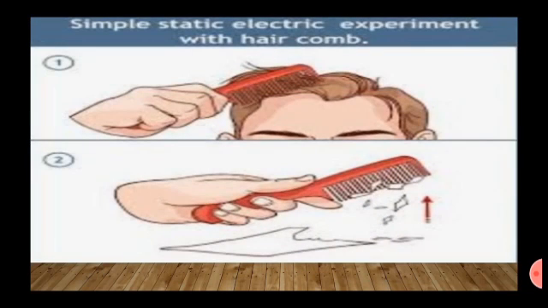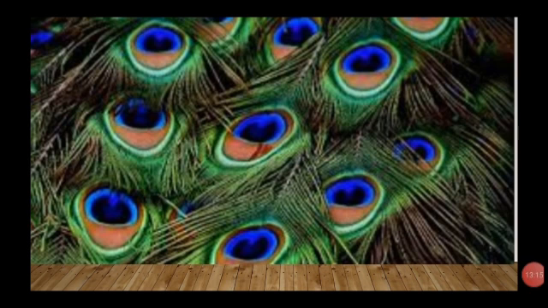Rub a plastic comb against dry hair and repeat the activity. What happened? The plastic comb gets electrically charged due to rubbing and therefore it attracts tiny pieces of paper. Rub a peacock feather between two pages of a notebook and bring it near your finger. What do you see? In all the above activities, the pieces of paper, hair and the peacock feather are seen to be moved. Why does this happen? It happens due to static electricity. Static electricity is produced on a material like rubber, plastic and ebonite due to friction.